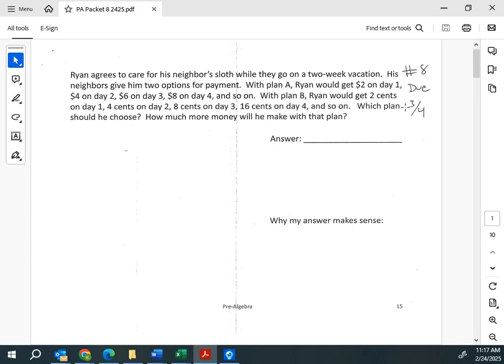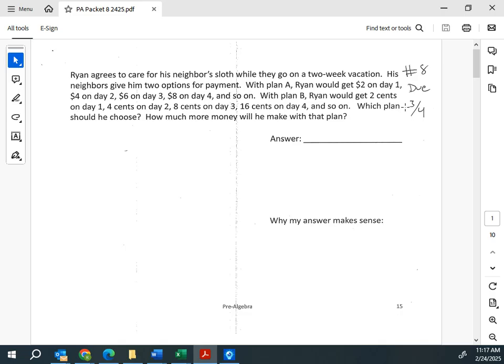Good morning. Today we are making the packet for packet number 8, which is due next week Tuesday on March 4th. Our first page says Ryan agrees to care for his neighbor's flock while they go on a 2-week vacation. His neighbors give him 2 options for payment.